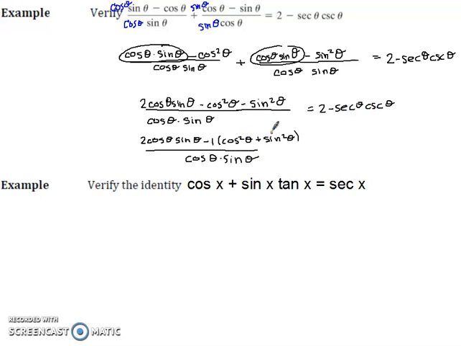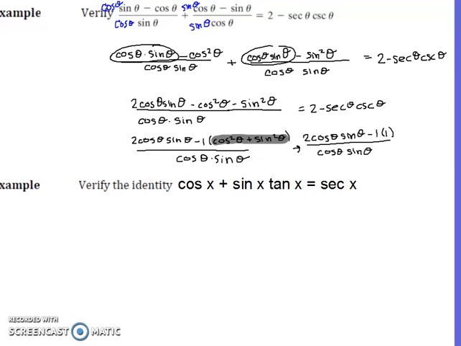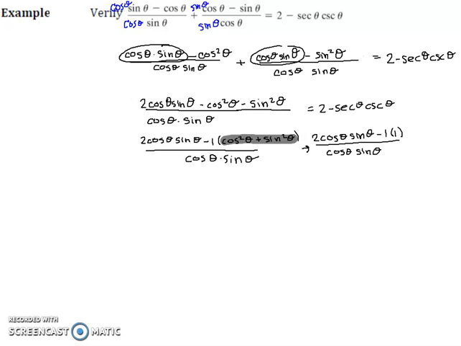Now cosine squared theta plus sine squared theta, I can rewrite this component using my Pythagorean identity. So now I'm going to take this piece and rewrite it to be just 1, because we know that that is what that expression is equal to. So 2 cosine theta sine theta minus 1 times 1, over cosine theta sine theta. I'm going to go ahead and cover this up so I can give myself some more space. I am trying to show that this is equal to that right-hand side, 2 minus secant theta cosecant theta.